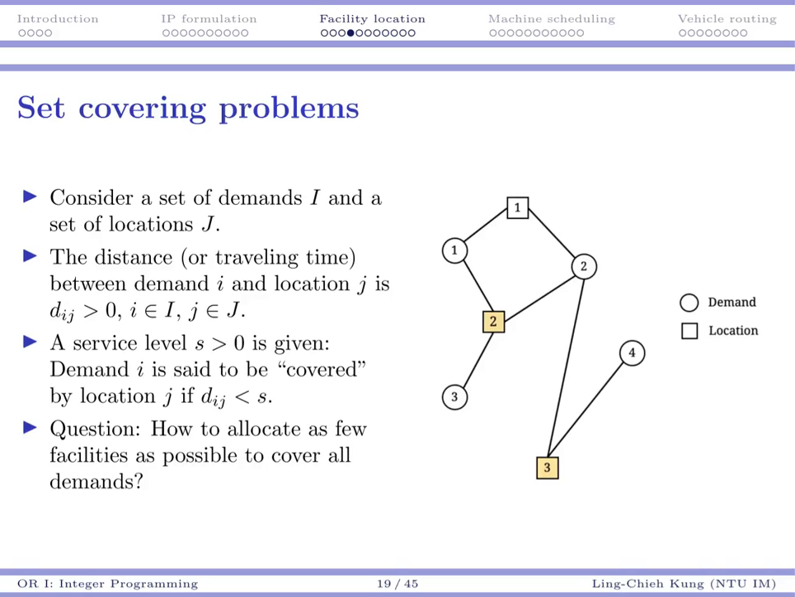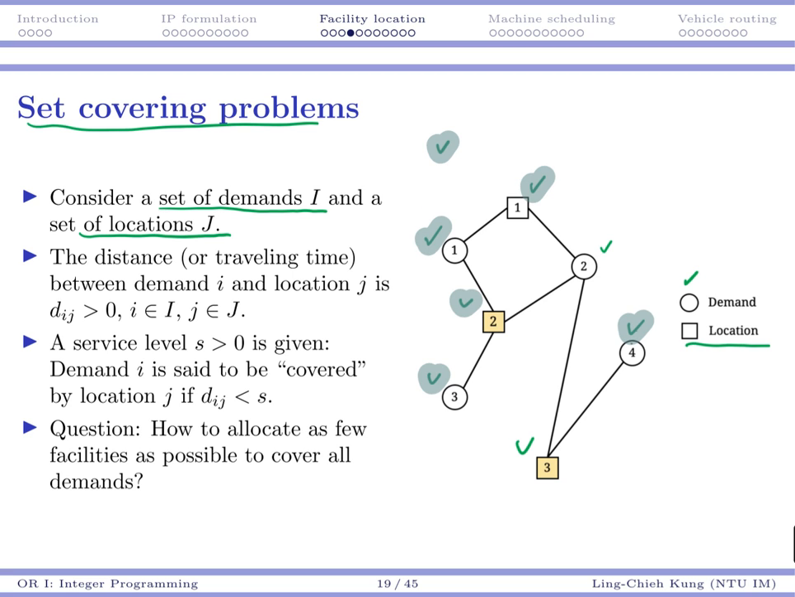So let's start with set covering problems. More precisely, let's say we have a set of demand nodes I and a set of locations J. So I and J are two sets. For example, in the graph here, we use squares to denote locations, and we use circles to denote demand. So you may assume that there are 4 markets, or 4 towns, and there are 3 different places for you to make facilities. So this is the idea of locations and demands.